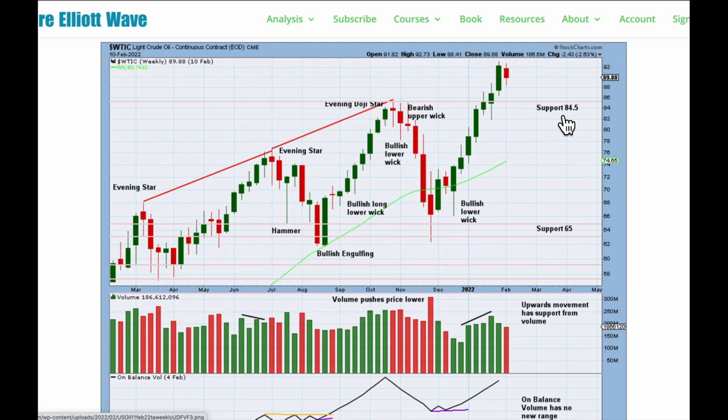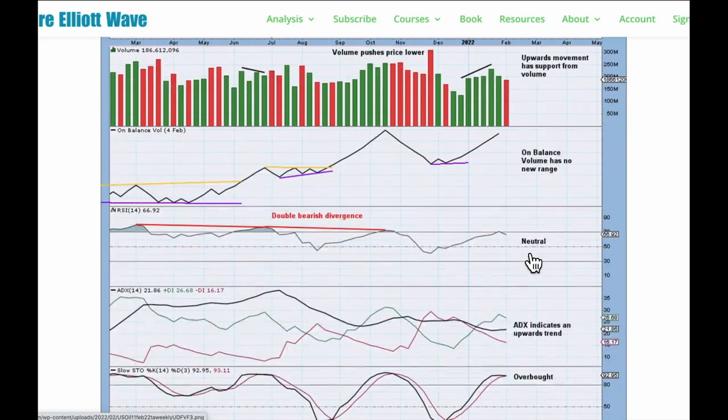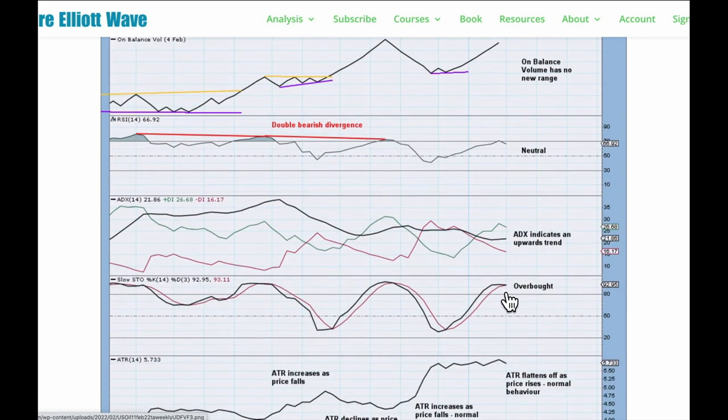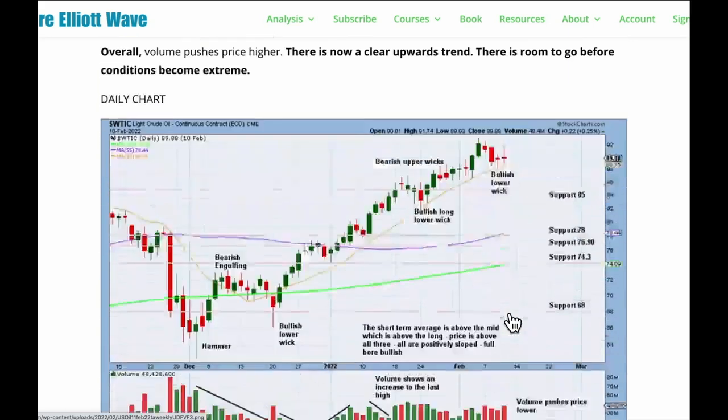Support has held again about 84.5. On balance volume has no new range. RSI in neutral territory, there's plenty of room for price to continue higher, and it can do so for quite a long time. RSI can reach fairly overbought before we see a trend change. So conditions here aren't extreme enough to warrant caution. Well, they're not extreme at all. ADX is not extreme at all, and it is indicating an upward trend. Stochastics overbought, but during an upward trend this can remain extreme for a long period of time. An ATR flattening off as price rises is normal behaviour.